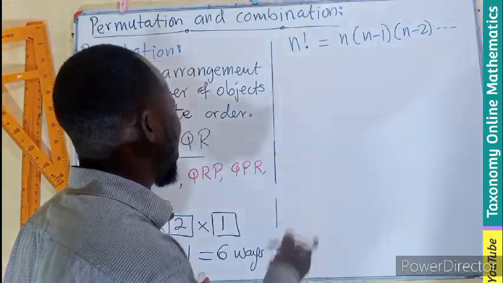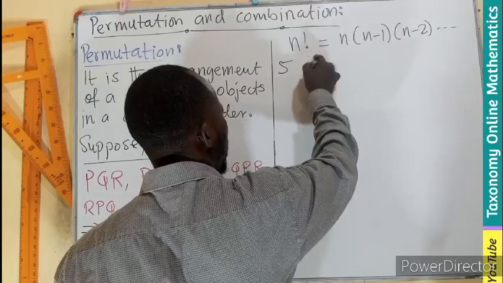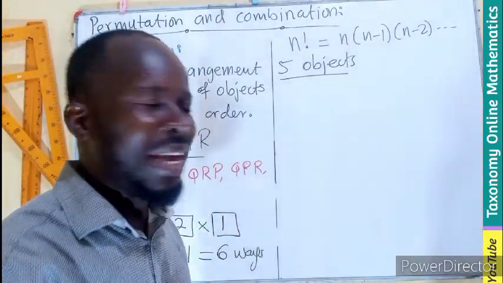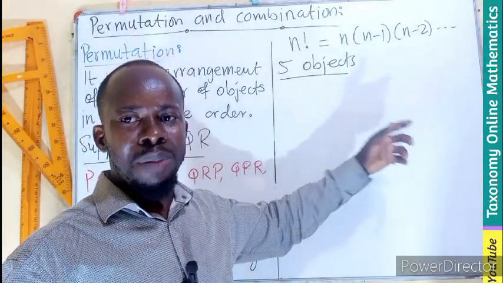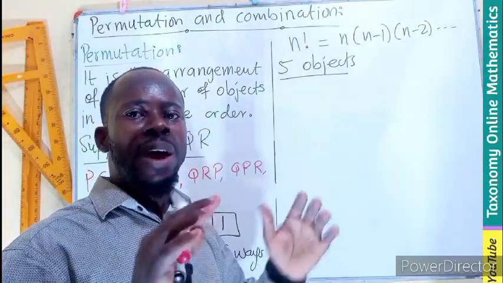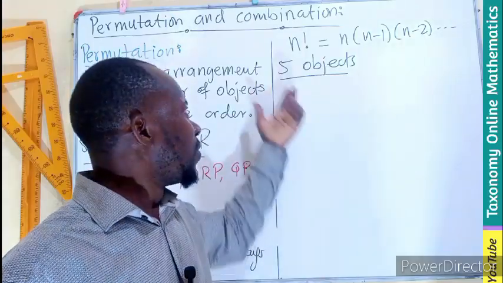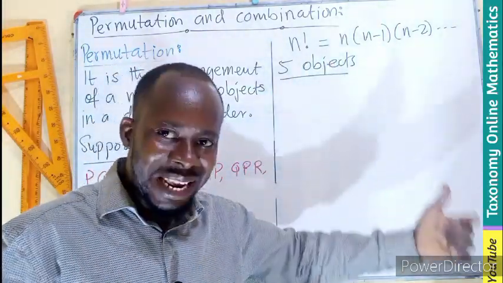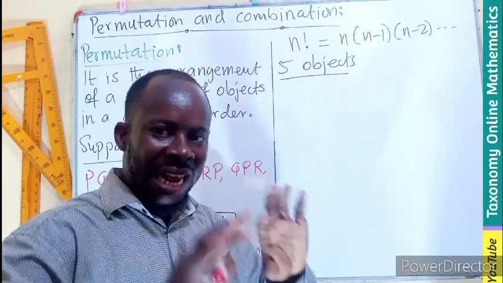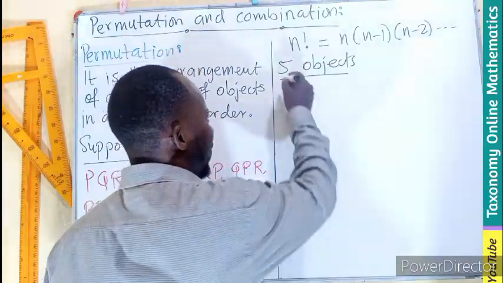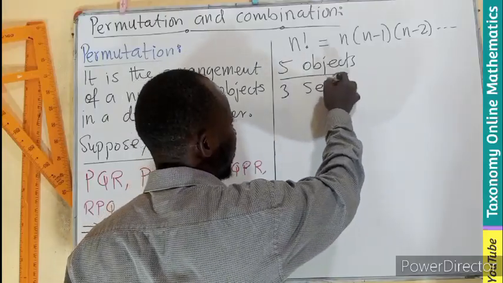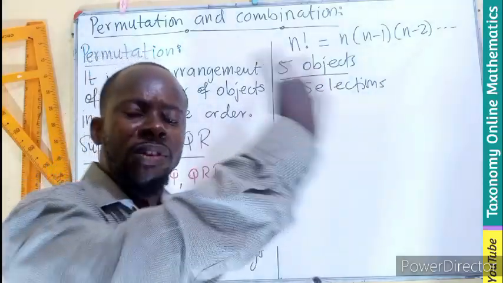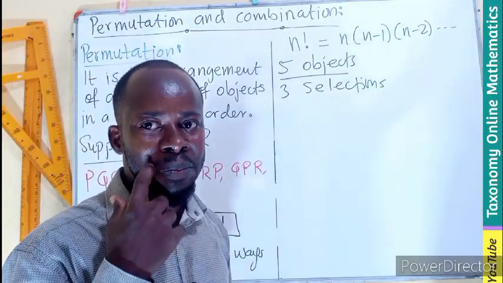All right. What if we are having 5 objects? In this time around, we want to arrange them, but we are not going to arrange all of them. We want to arrange only 3 of them. So 5 different objects, and selecting 3 at a time. What will be the total possible ways by which this could be selected?